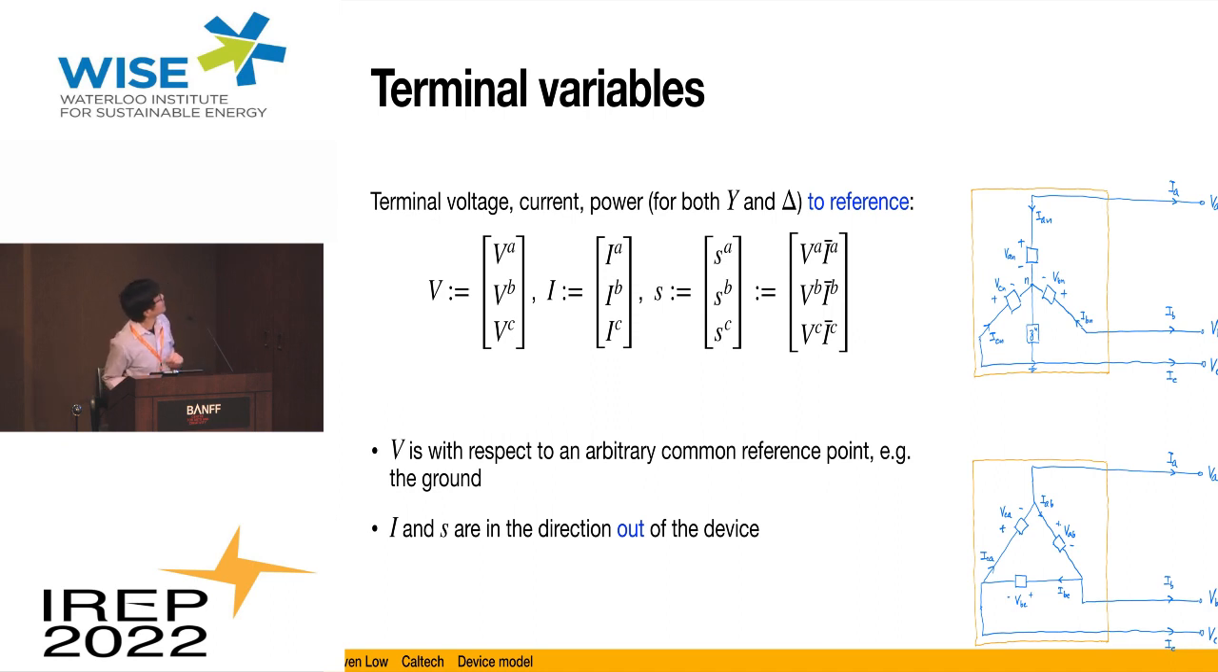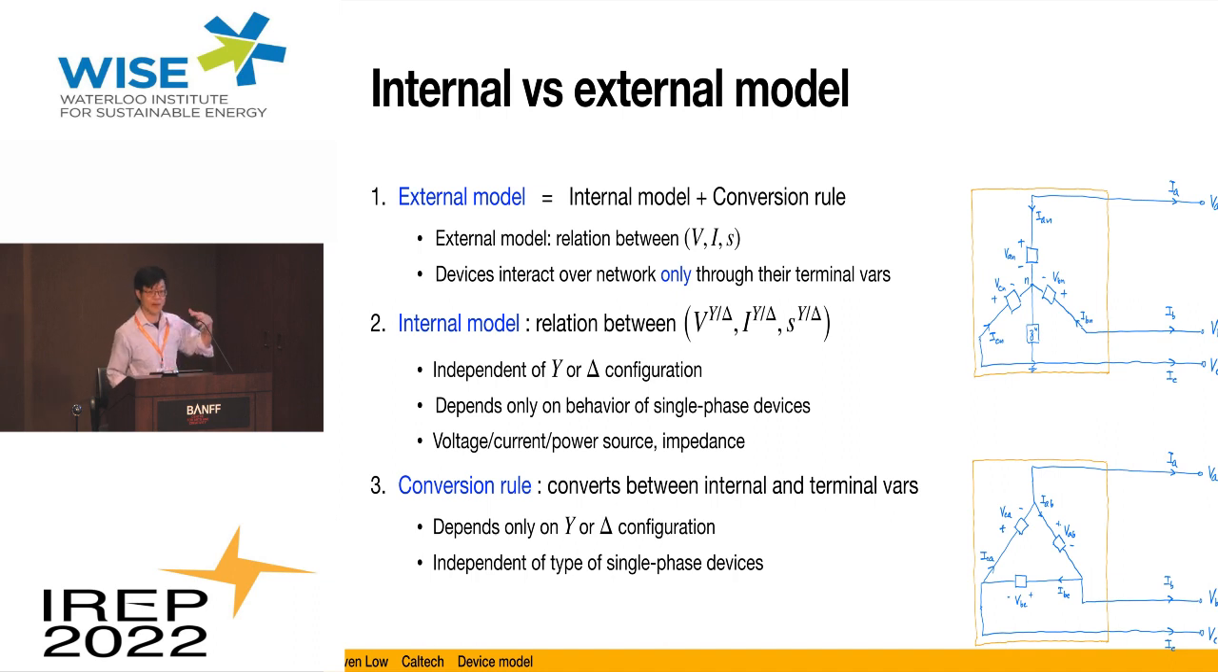Okay, so the external model is simply a relationship between these terminal variables, right? They depend on 2 things. They depend on the internal model, what that device is, and it depends on the conversion rule that converts between internal and external models. And the key, again, is that these devices interact with the network through the power flow or current balance equations, only through the terminal variables. So they don't see the internal variables.